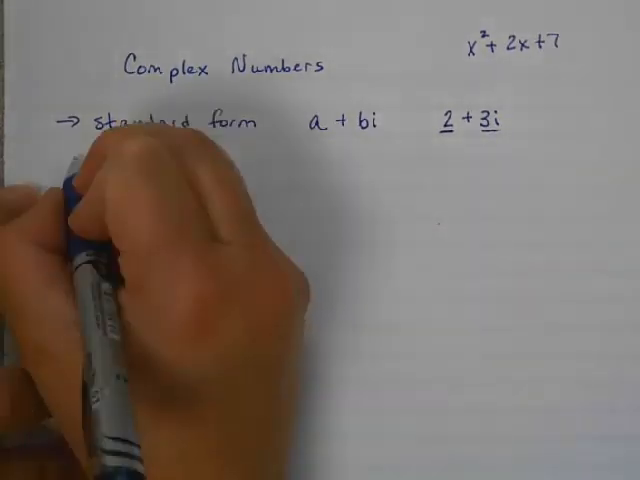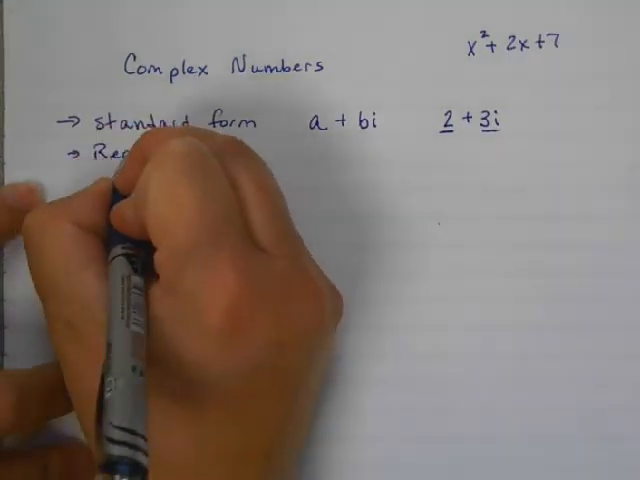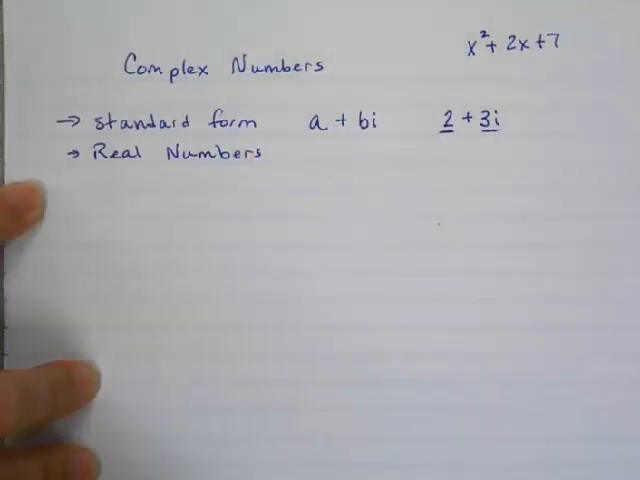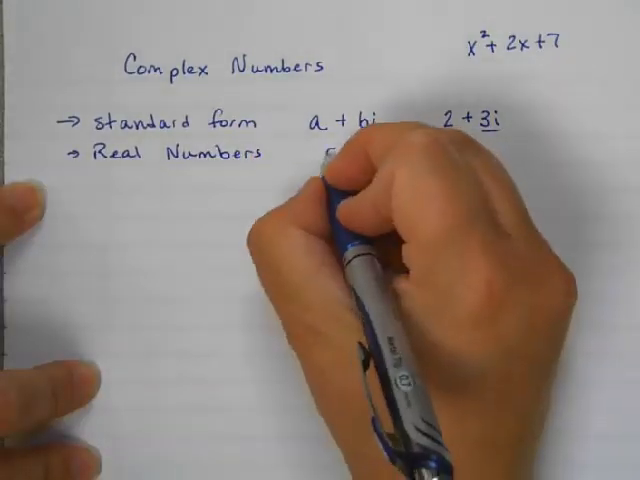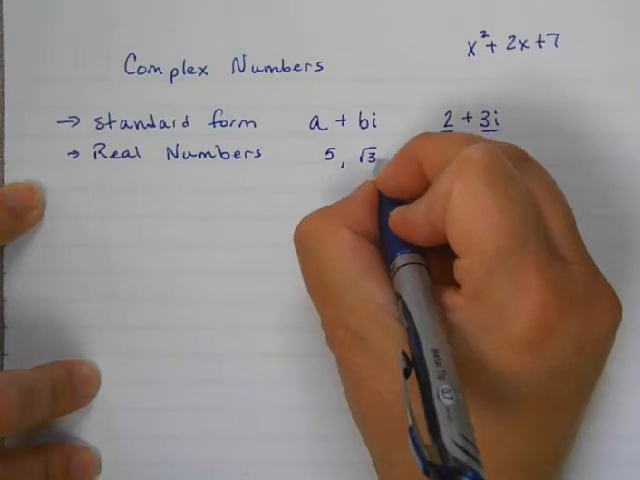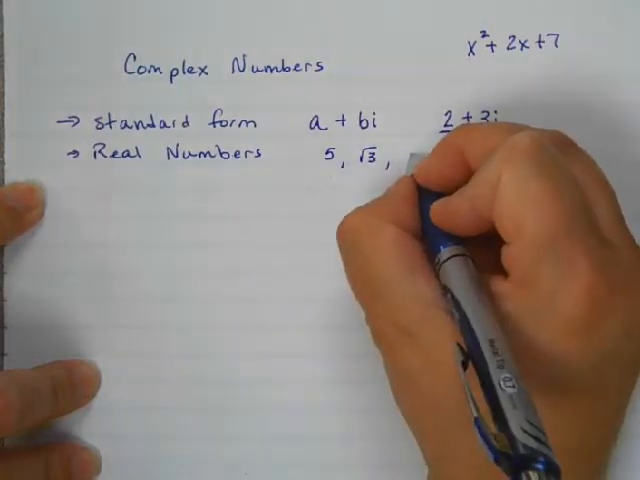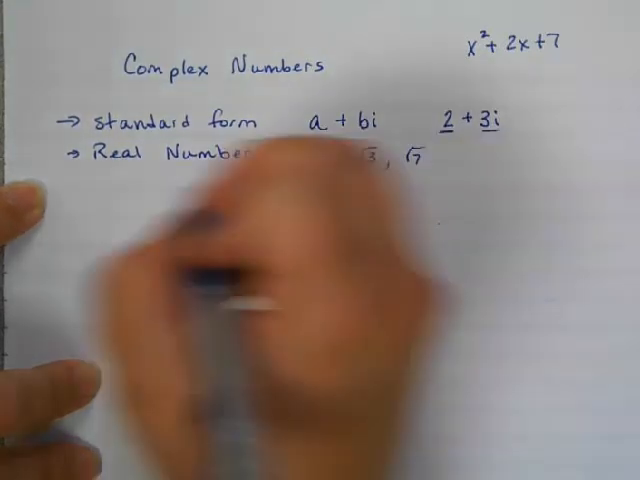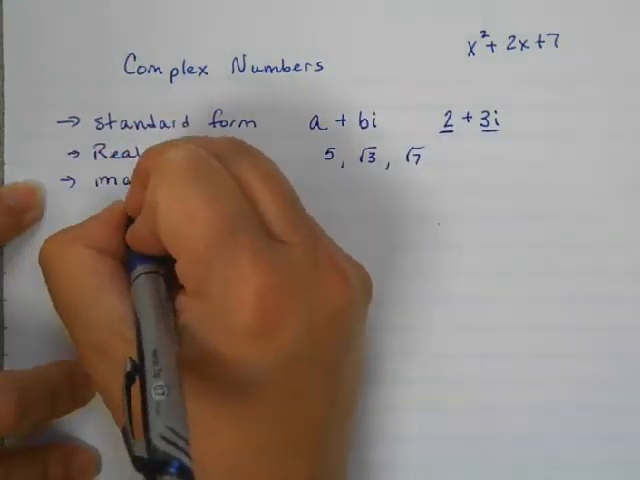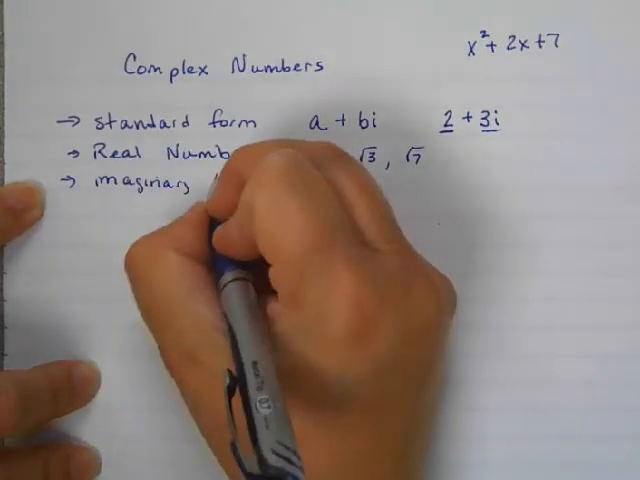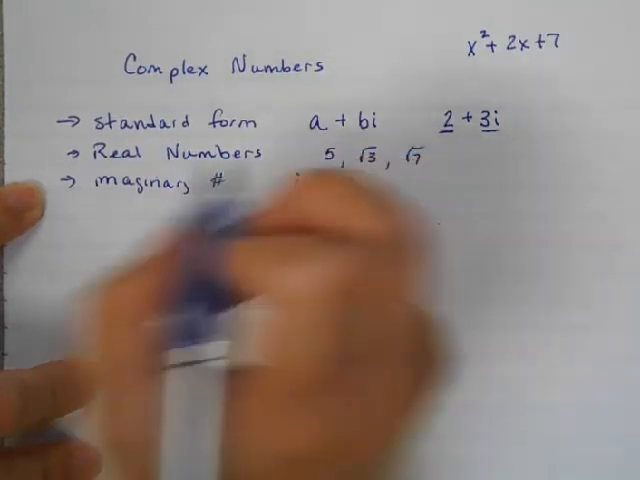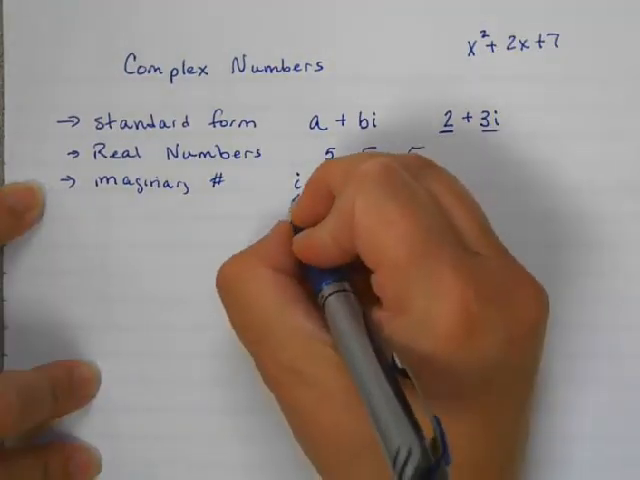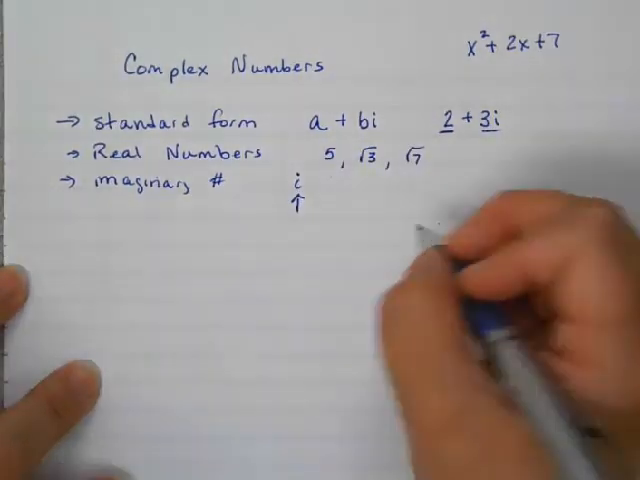So we've talked before about real numbers. Real numbers would be like 5, square root 3, square root 7. But an imaginary number has an i in it. This one is actually called a pure imaginary. i would be a pure imaginary.